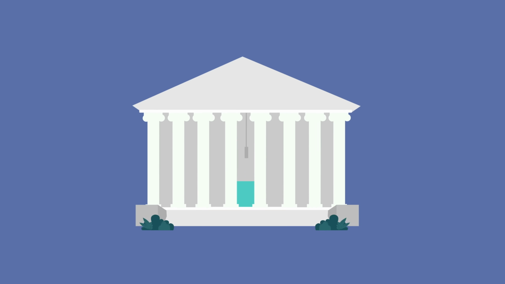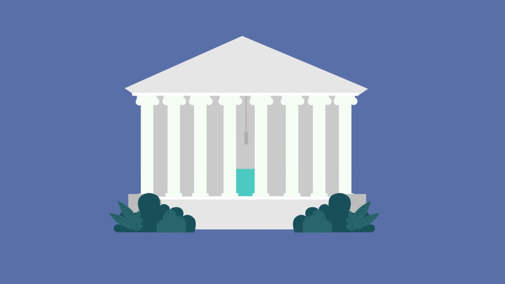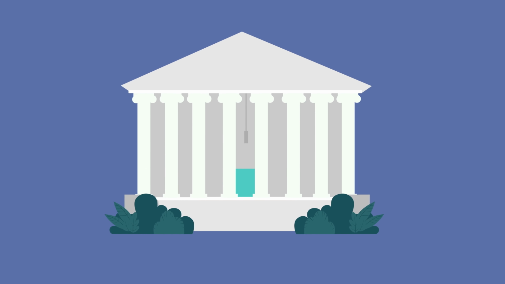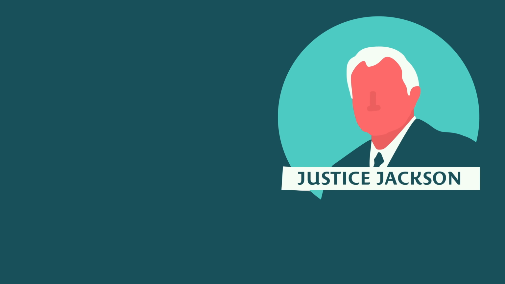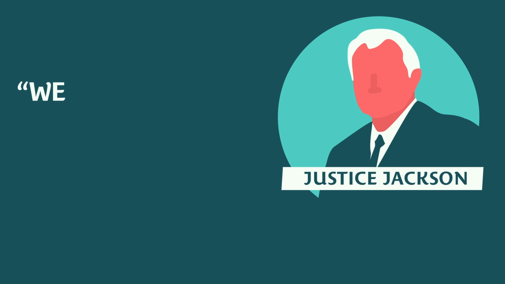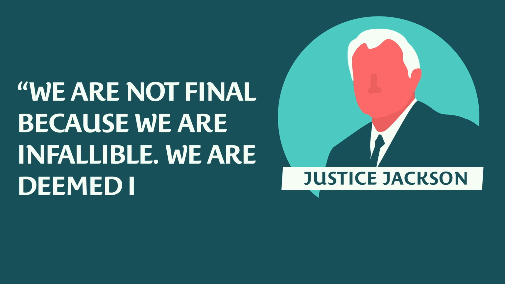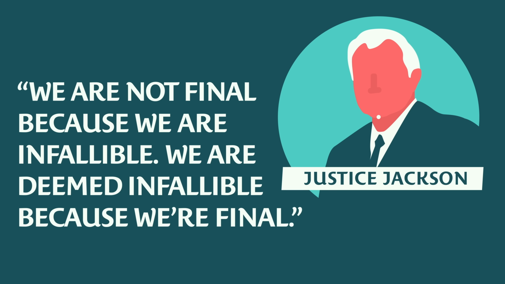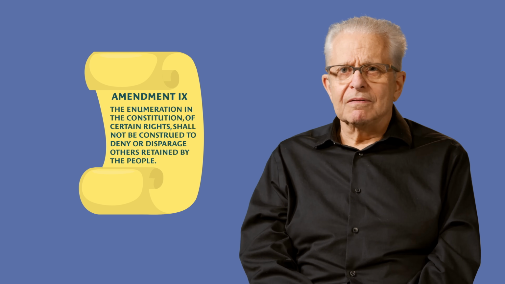In a democracy, giving the final word to any institution is always problematic. But if there is to be a rule of law, somebody has to have, at least temporarily, the last word. Justice Jackson famously said, "We are not final because we are infallible. We are deemed infallible because we're final." The Ninth Amendment is beautifully written. I just wish it would be beautifully read.